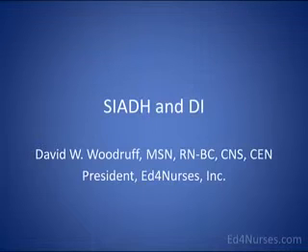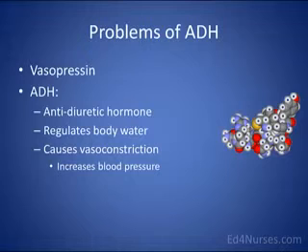This is a very common situation that people have difficulty understanding, and we oftentimes get them confused. It's very easy to get these two conditions confused because they are very similar conditions. As a matter of fact, they're actually opposite conditions that involve ADH, or antidiuretic hormone. The problems that occur here with SI-ADH and diabetes insipidus are problems of ADH, which is also called vasopressin.